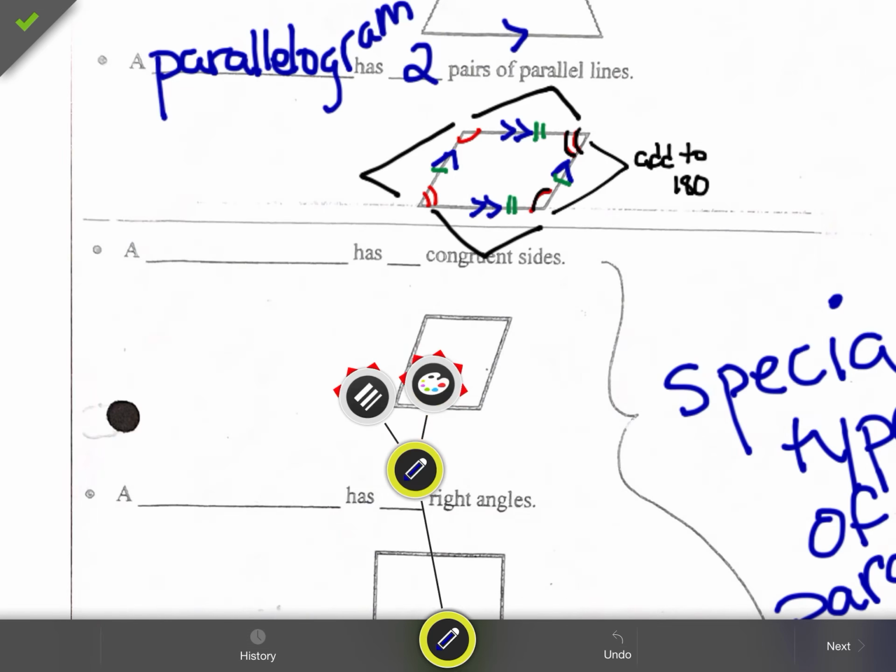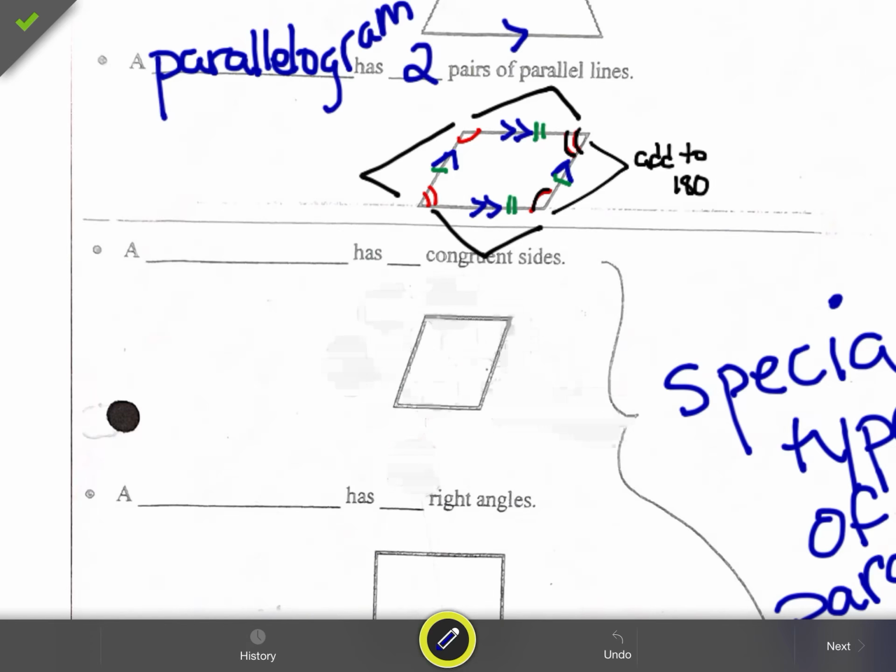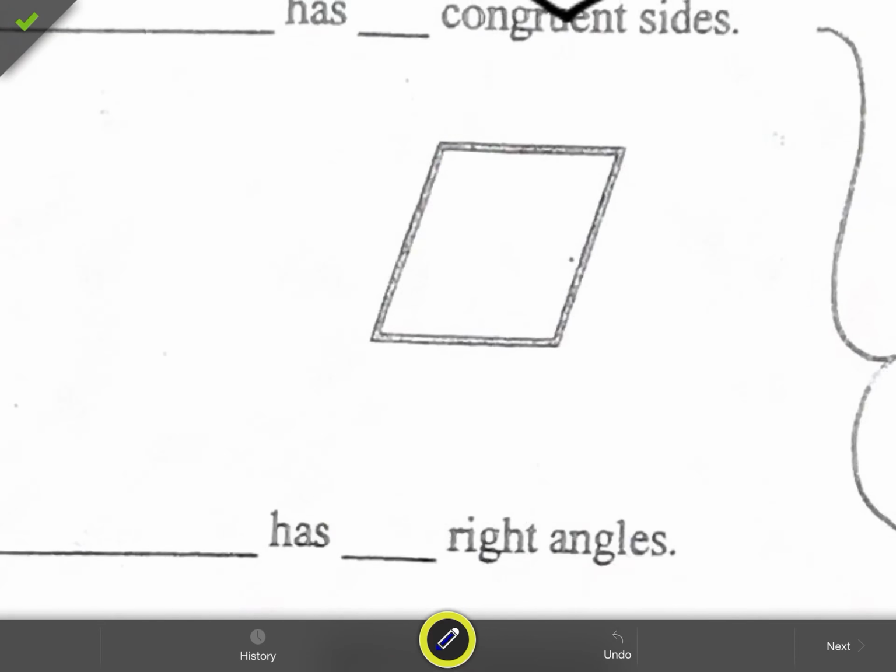Okay, a rhombus is a parallelogram. It meets the definition of a parallelogram. Okay, if you look at this rhombus, you should be able to clearly see that the left is parallel to the right, and the bottom runs parallel to the top. Okay, that is the definition of parallelogram.